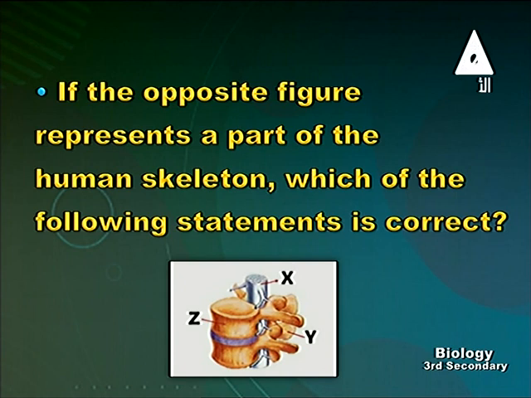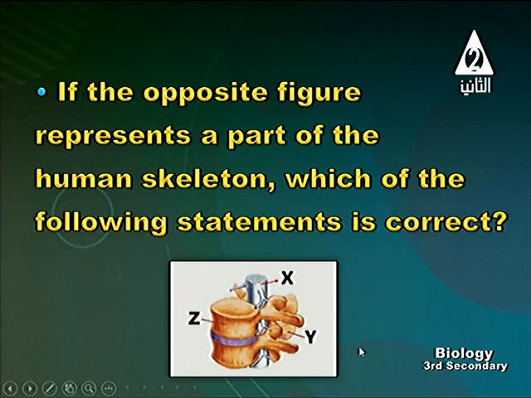If the opposite figure represents a part of the human skeleton, look at the figure and you will determine that this part is a part of the vertebral column. The part X is the spinal cord, which passes through the neural canal to be protected throughout the vertebral column on the backbone. The letter Z refers to the centrum, the anterior part of the bony vertebra. The letter Y refers to the neural spine, which protects the spinal cord passing inside the neural cavity or the neural canal.